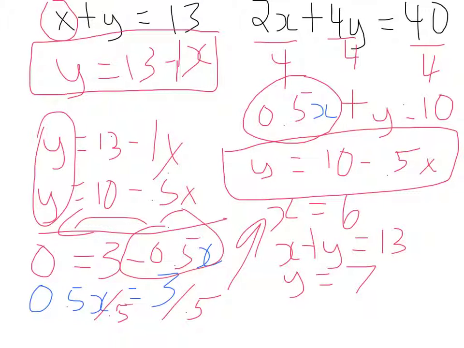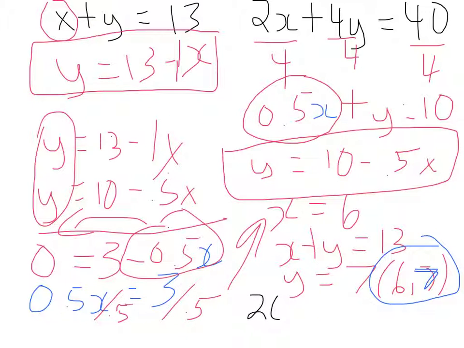In our original equation, what we have to do is do a double check and see if our answer is reasonable. Because our solution is 6, 7. Is that correct? Well, let's go back to our original equation. 2x plus 4y equals 40. 2 times x, x is 6, plus 4 times y, and we found y to be 7.